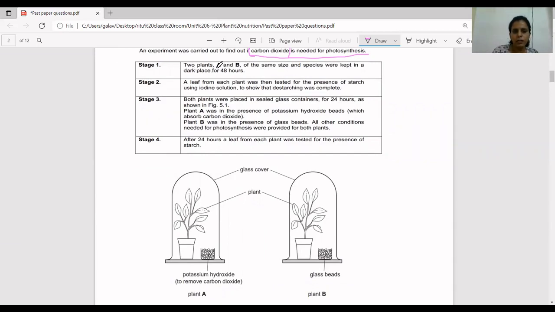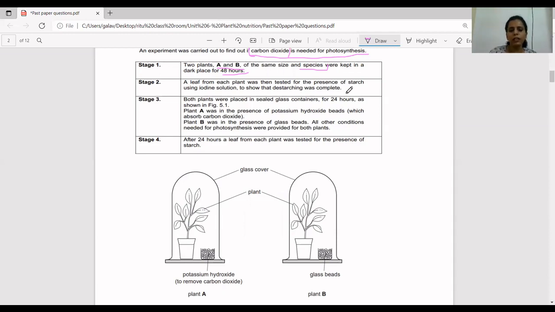Now they performed this experiment using the following steps. First, they took two plants, A and B, of the same size, and these were kept in the dark for 48 hours. They have taken two plants A and B of the same species. This point is very important: you have to take plants of the same species. They kept them in the dark for 48 hours. The purpose of keeping them in the dark was obviously to discharge the plant completely. Then a leaf from each plant was tested for the presence of starch using iodine solution to show that discharging was complete.